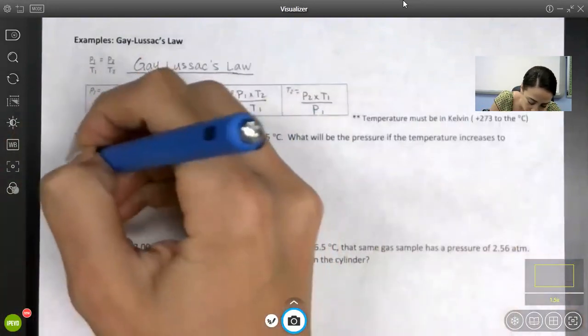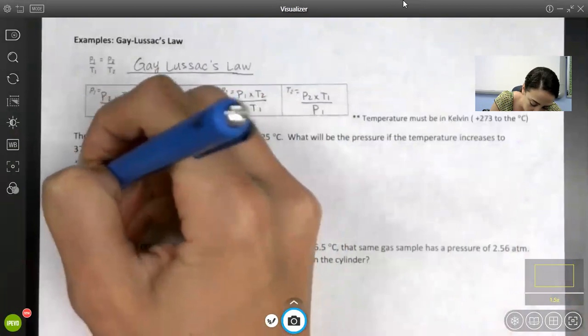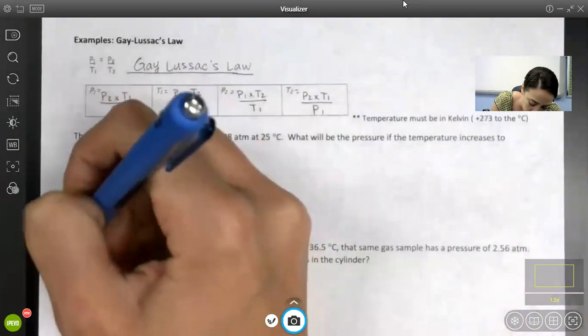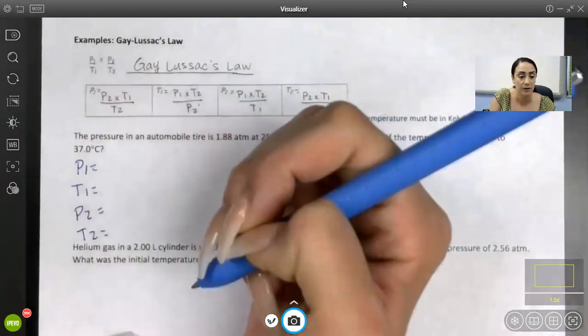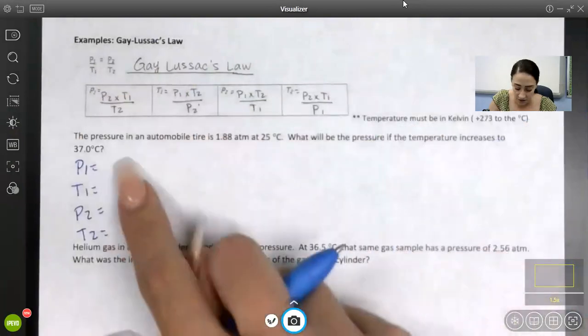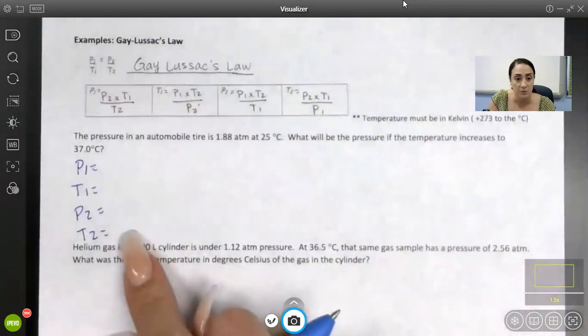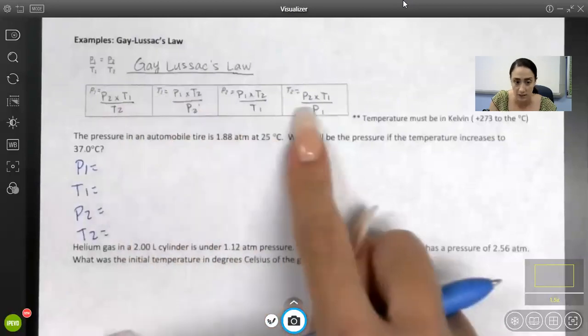So when you label these, you're going to have pressure 1, temperature 1, pressure 2, and temperature 2. As you're reading, fill in the information that you know and figure out which one you're solving for so you can choose the right equation.